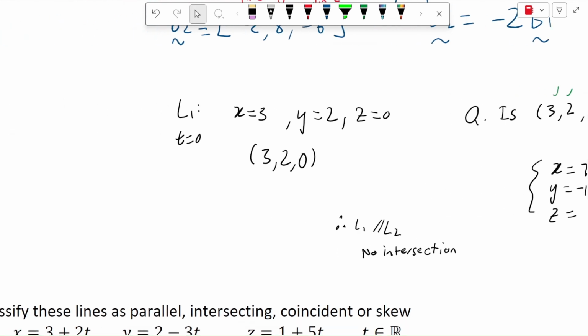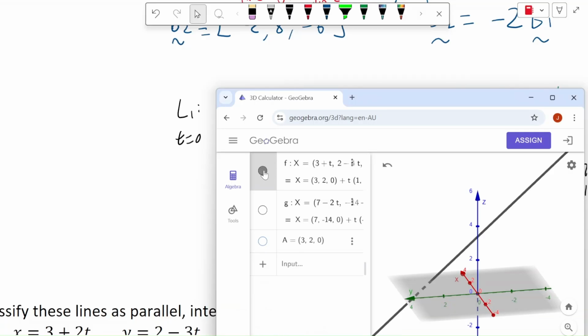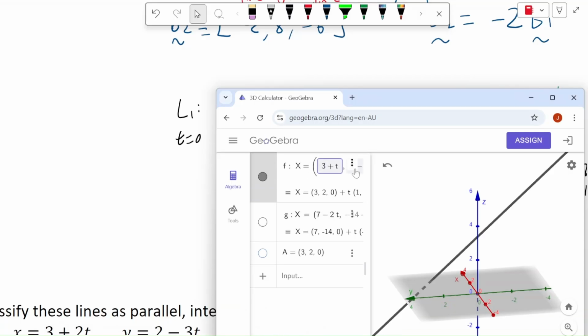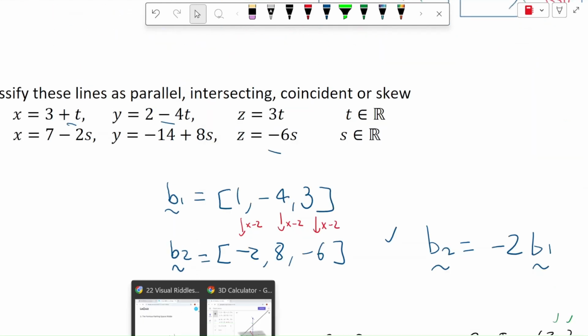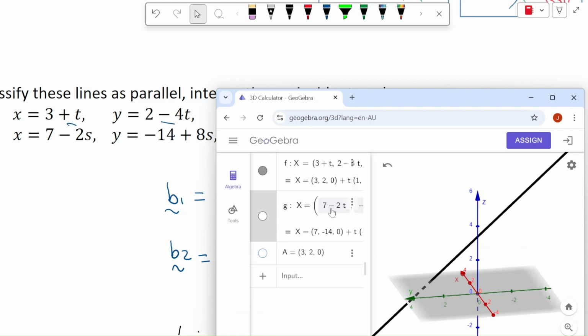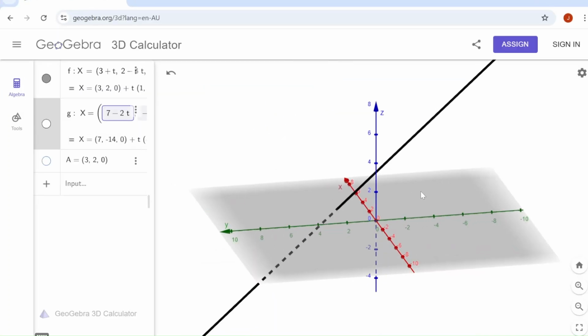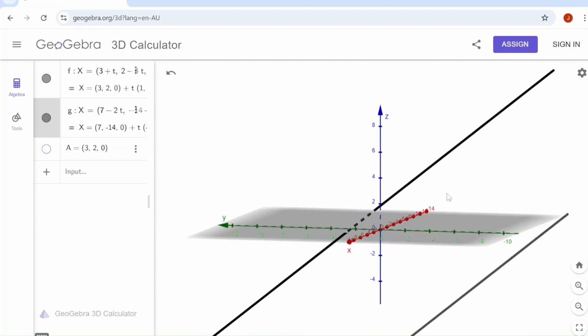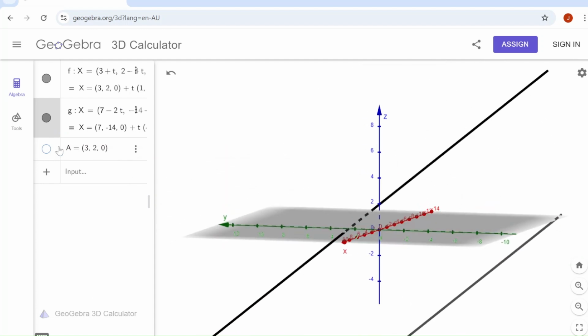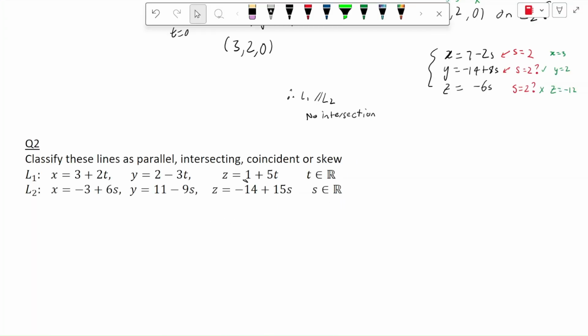All right, we can have a look on GeoGebra as well. So I've graphed that first line just by entering the equations for it. And then with the second line as well, I've entered the equations there. I've just used t instead of s because GeoGebra doesn't like using s for whatever reason. Anyway, the 2 lines do come up. You can see they are parallel. They're going in the same direction, but they're not touching. And that point A was on that first line, 3, 2, 0.